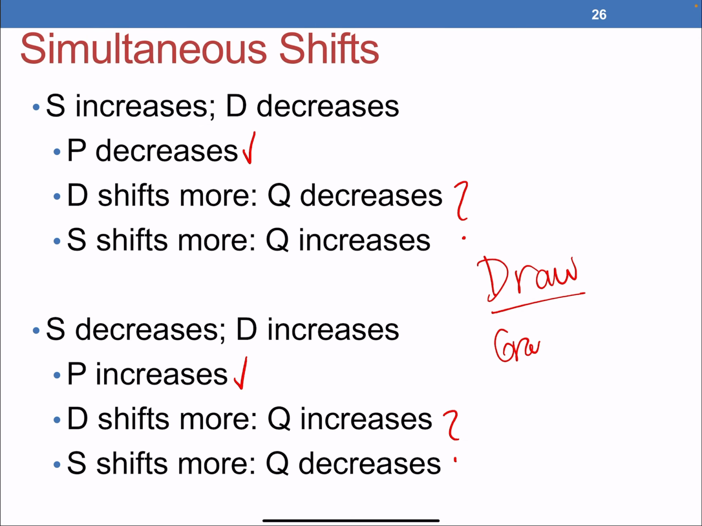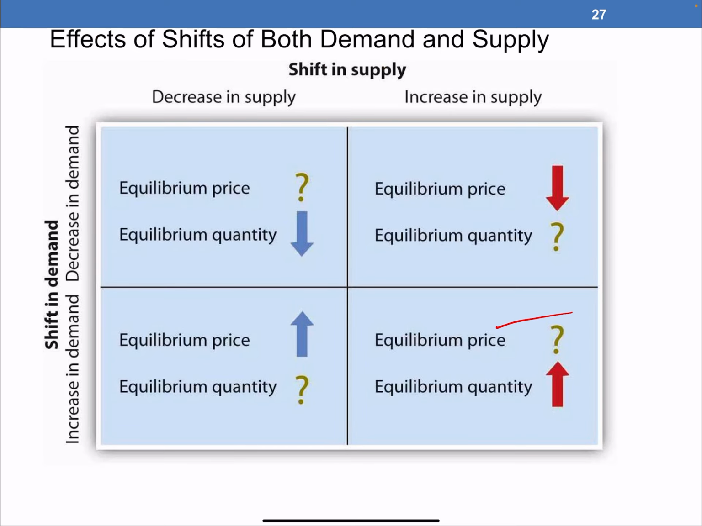Draw your graphs, okay? And again, your textbook gives you this little chart, but I wouldn't recommend it because there are still all these question marks in the chart anyway. If you really want to know what happens to your market, you're going to have to draw it out.